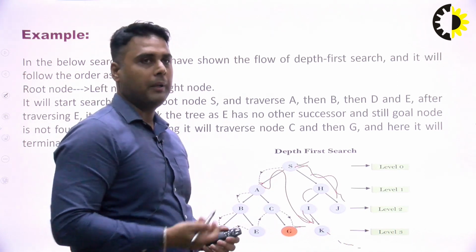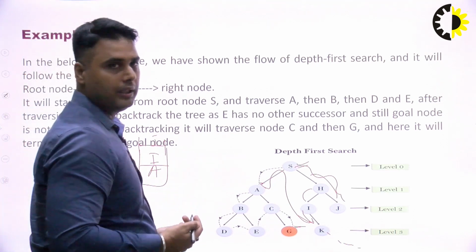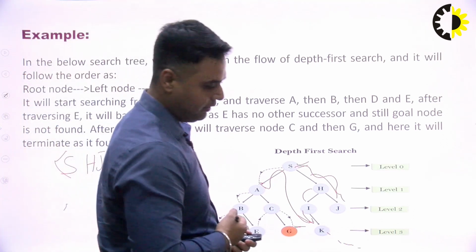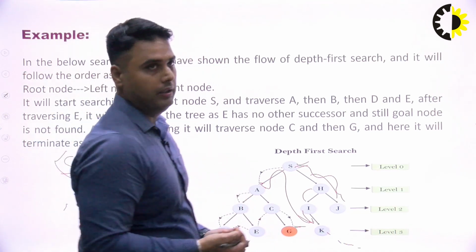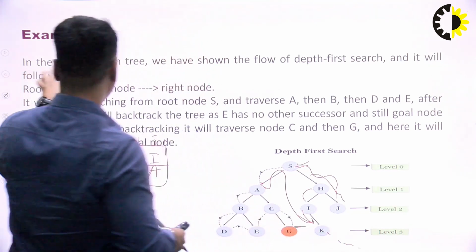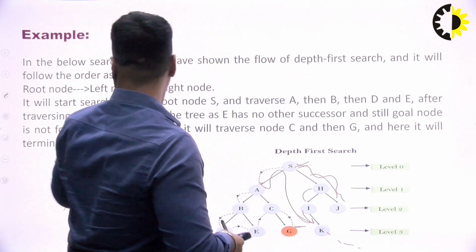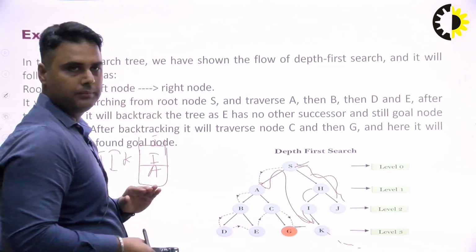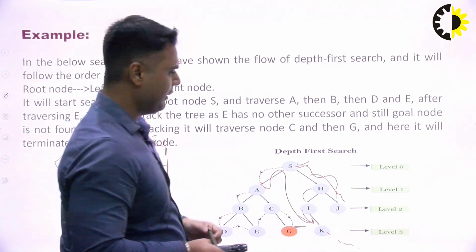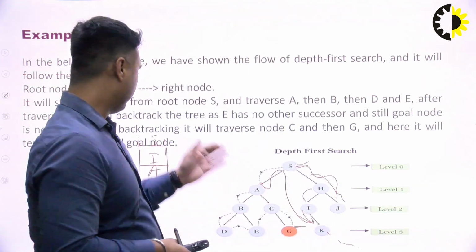Searching is possible, but it is an incomplete searching technique because the time taken is more in case of infinite searching techniques. So if you use a wrong direction... here some points are mentioned in the below search tree. We have shown the flow of depth-first search techniques, and it will follow the order as root node, left, right node. That means it follows the adjacent nodes: root node, left and right nodes and conditions.